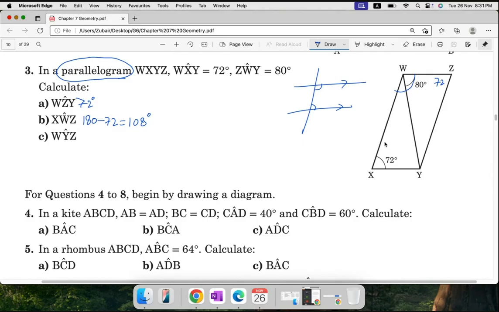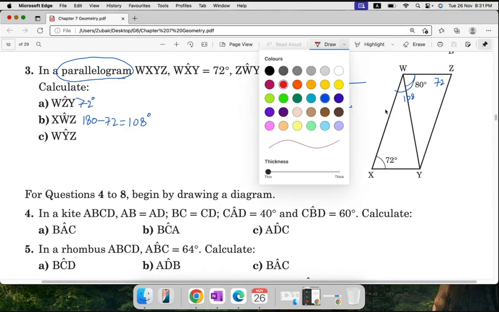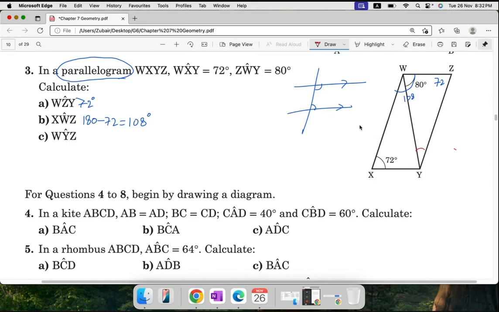He was asking for the full angle. XW. And the last one is WY and WYZ. If we have 80 and 72, then we can find that angle. So we have 80 and we have 72.